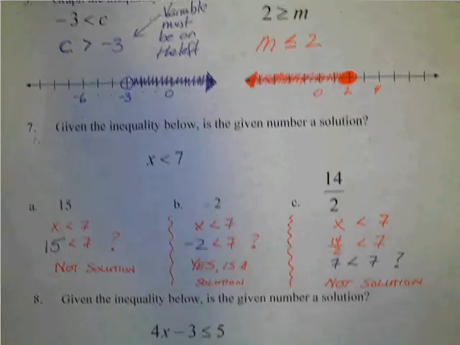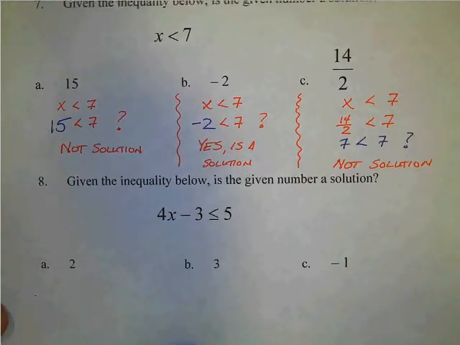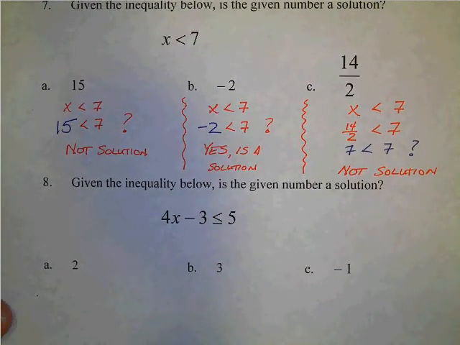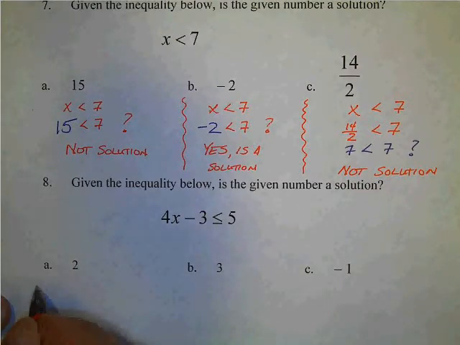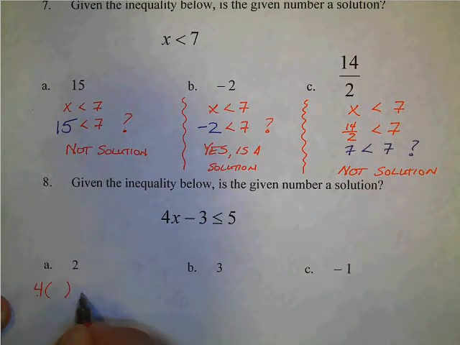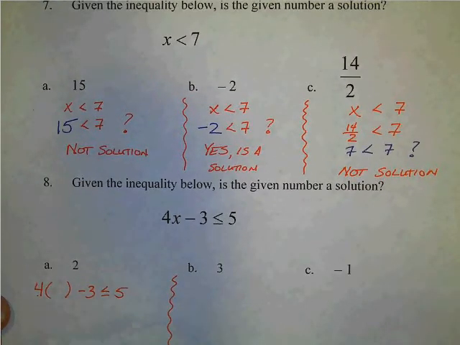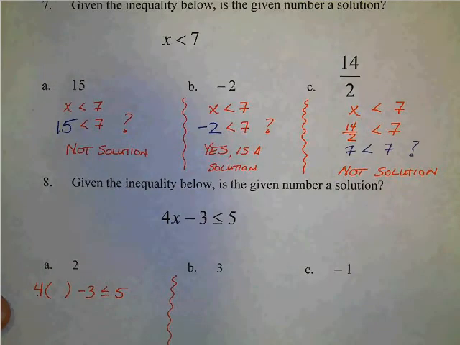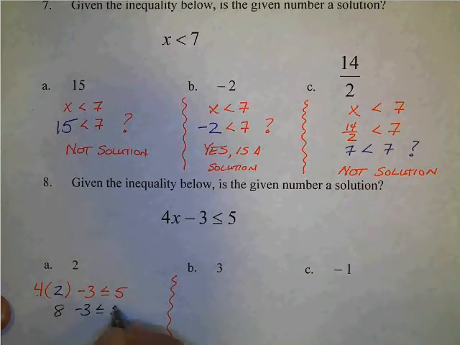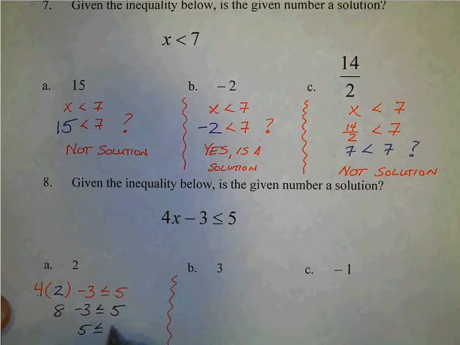Let's look at our final example. Here we're asked again, is 4x minus 3 less than or equal to 5? On each of these, we're going to put 4 parentheses minus 3 is less than or equal to 5. In place of that parentheses, I'm going to put the value and ask this question. Now we work this out: 8 minus 3 less than or equal to 5. Is 5 less than or equal to 5? Is that true? Yes, it's true.